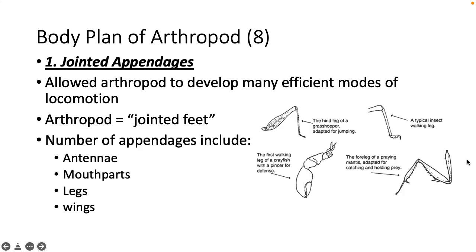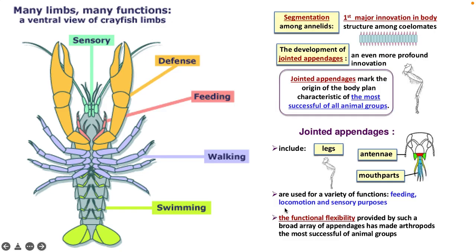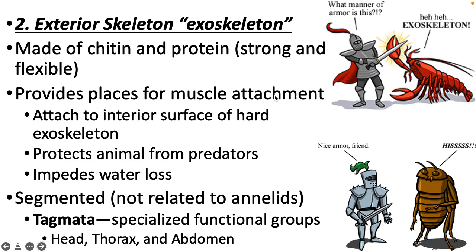So, many limbs, many functions. This is just looking at the crayfish, which you will dissect. We have sensory appendages, defensive appendages, feeding appendages, walking, swimming. So this is probably the first major innovation in the bodies of our arthropods.